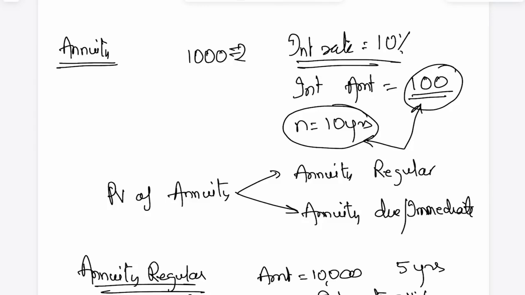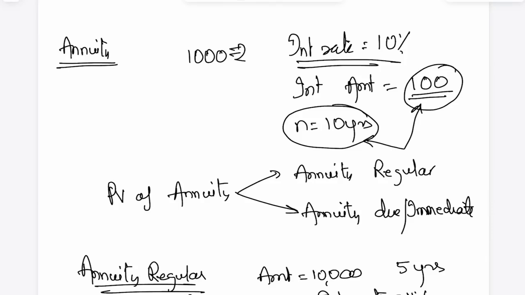Next line. If the cash flows arise at the end of each period, it is considered to be annuity regular.